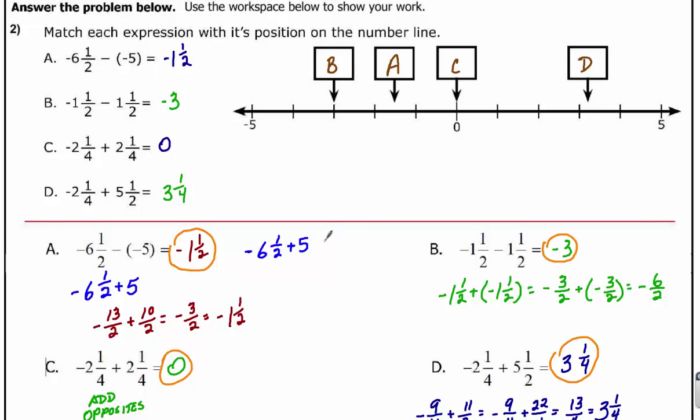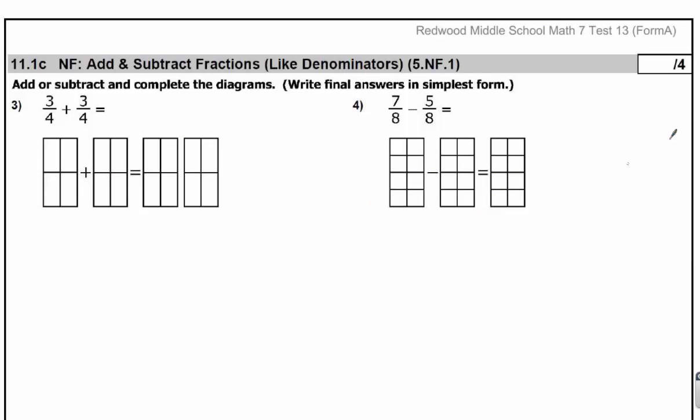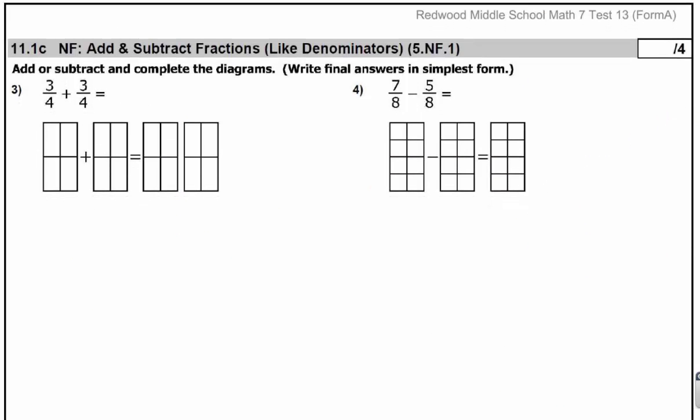So there you go. All right, so again, you're going to see similar problems, addition and subtraction of mixed numbers on this next test. Please take time to review this and make sure that you ask some questions if you have questions. All right, closing out the test here.